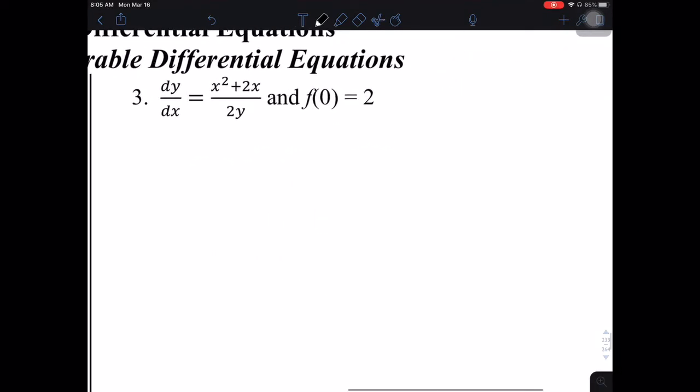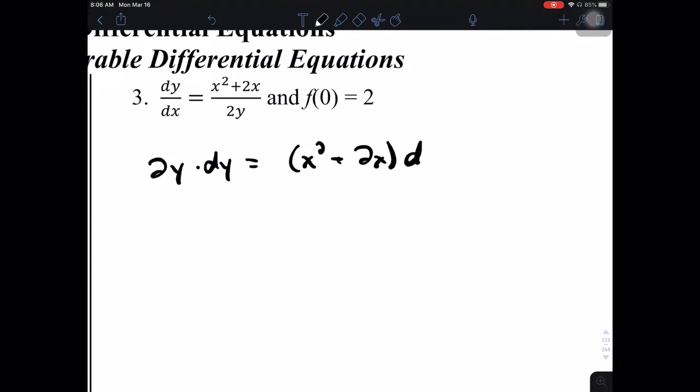Number 3, this one's a little different. We got y's on both sides, whereas before we had x's and dx's on both sides, and we just had a dy on the left. So to move this over here, I'm going to multiply both sides by 2y. To move this over here, I'm going to multiply both sides by dx. That's going to give us 2y dy equals x squared plus 2x dx.